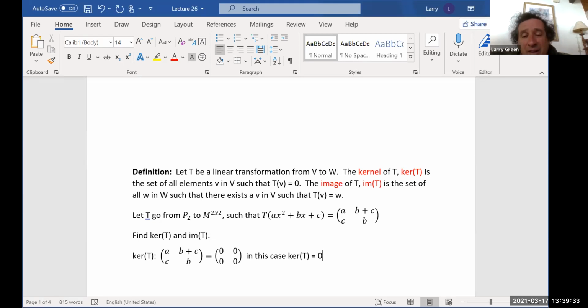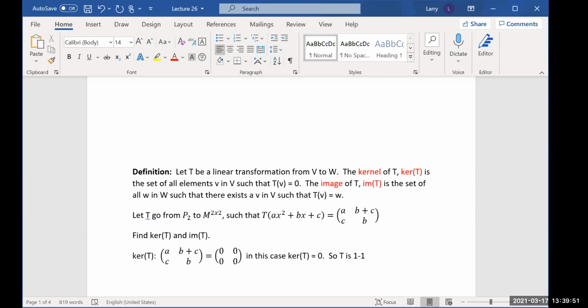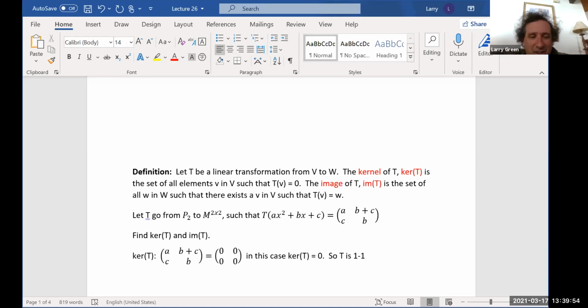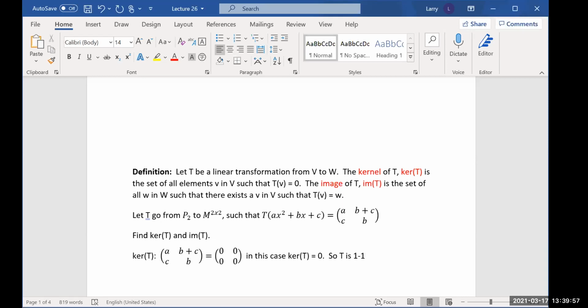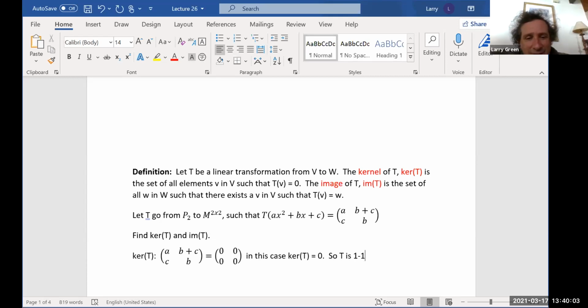By the way, what do we call T when the kernel is 0? One-to-one. Yeah, so T is one-to-one. Does that mean T is onto? No, not necessarily. Even worse than not necessarily, not possibly, because the dimensions are different. If T was onto, then T is an isomorphism. But P2 has dimension 3, M2 by 2 has dimension 4. Any questions on that idea?